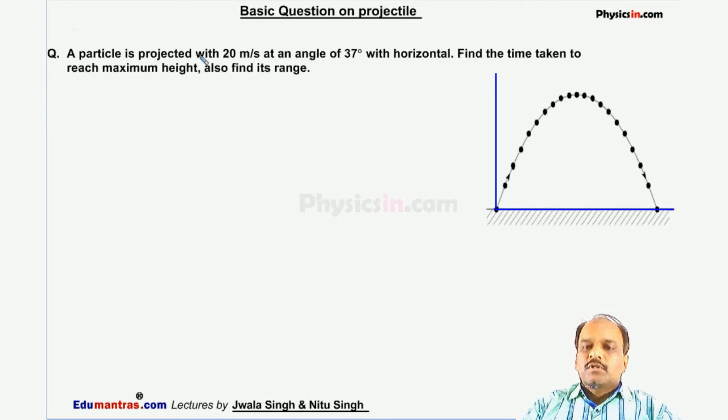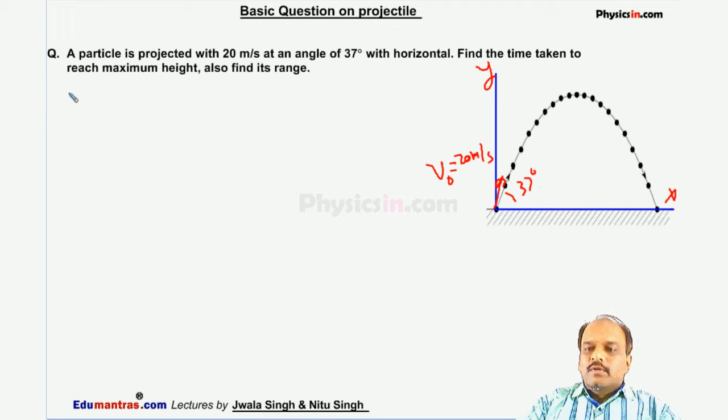A particle is projected with 20 meter per second at an angle of 37 degrees with the horizontal. Find the time taken to reach the maximum height. Also find its range. Suppose this is our y-axis, this is our x-axis, and we project a particle with a speed of 20 meter per second at an angle of 37 degrees. First we will concentrate on the time taken to reach the maximum height.